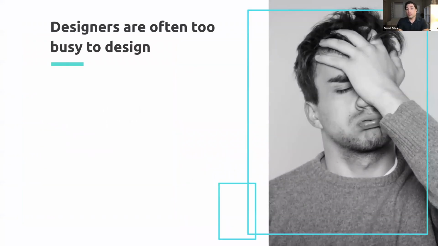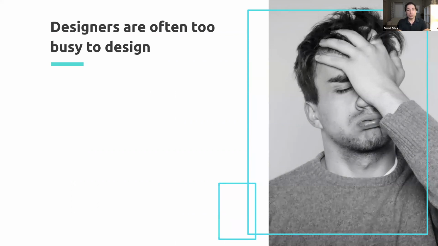So designers are often too busy to design. And gone are the days where designers didn't have a say. We just have won the battle to be seated at the table and to have a voice. Of course, there are exceptions. I mean, there are plenty of places where the design team is still kind of on the side. But for the most part, we're now part of the broad conversation, the strategic conversations.